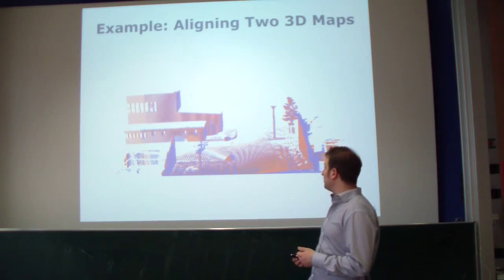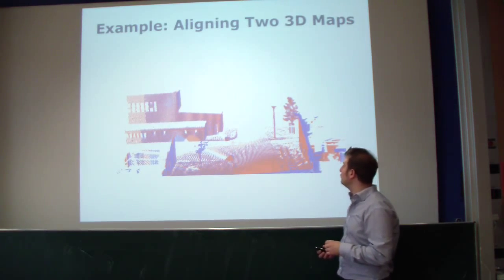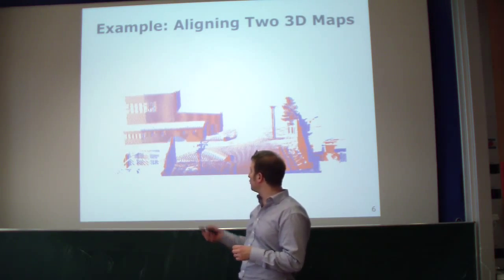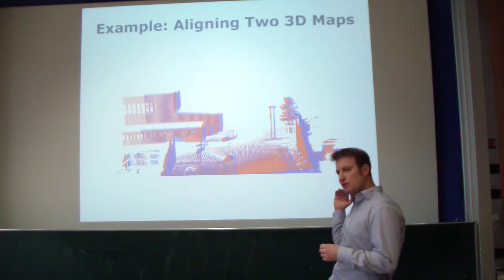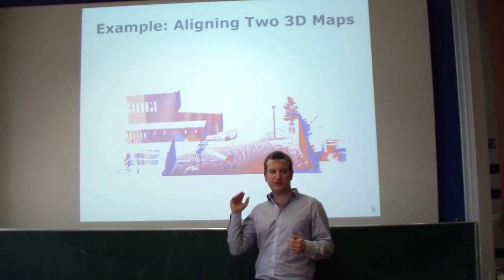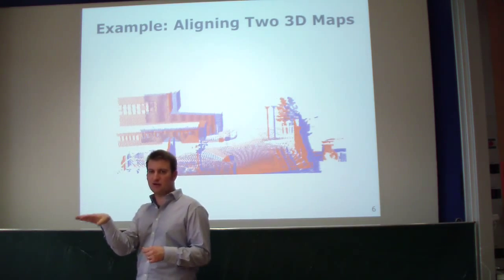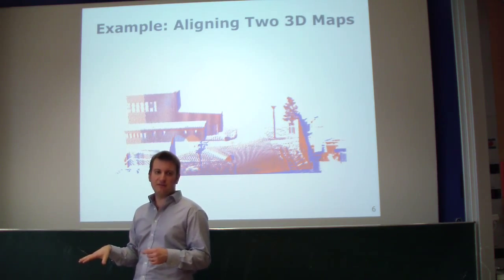So this is what scan matching can look like. These are two maps, or two 3D scans, taken with the robot: the blue one and the red one. The blue one is the previously recorded scan, and then the robot drives, let's say, 3 meters forward and takes another 3D scan.